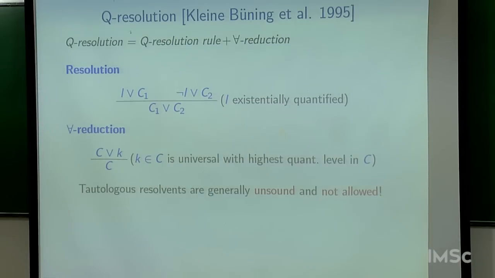There's another condition on Q resolution, and that is that we aren't allowed tautological resolvents. Sorry, the universal quantification inside C binds the variable k outside of it? I don't understand. There's no quantification inside the clause. Oh, there's a big prefix before, and you just look at the variables inside C and find the variable with the highest quantification level in your original prefix. Okay. And if that's a universal variable, then you can drop it.